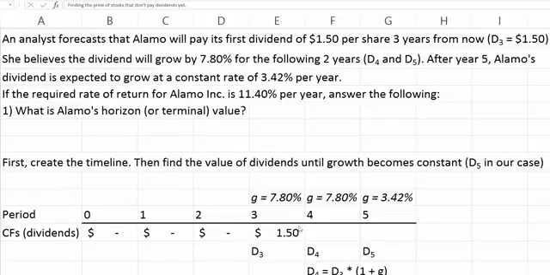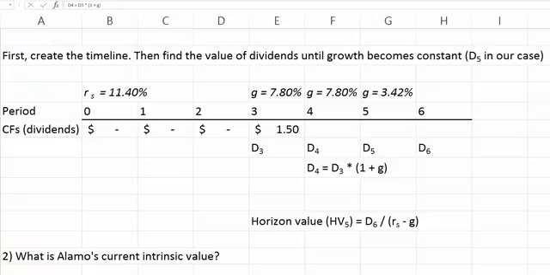So we have in D3, dividends in year 3 will be $1.50 per share. At the end of year 4, dividends will be 7.8% more than 1.50, and the same for dividend 5. After that, dividends will grow at a constant rate. So the first thing to do is to find D4, D5, and then we should also find D6, which is the dividend when growth becomes constant, by using the formula for the constant growth.